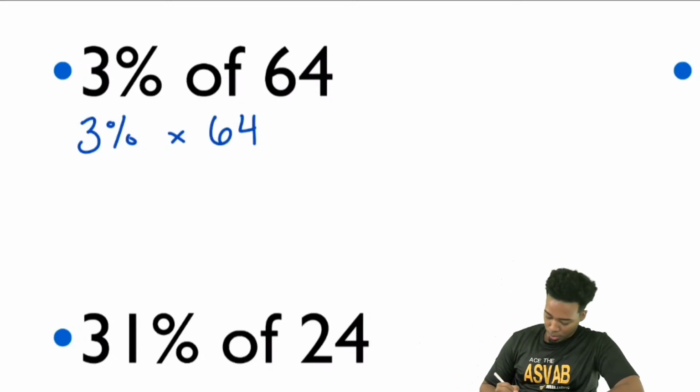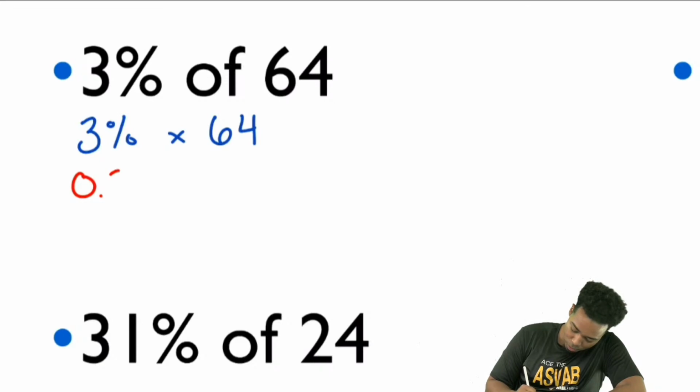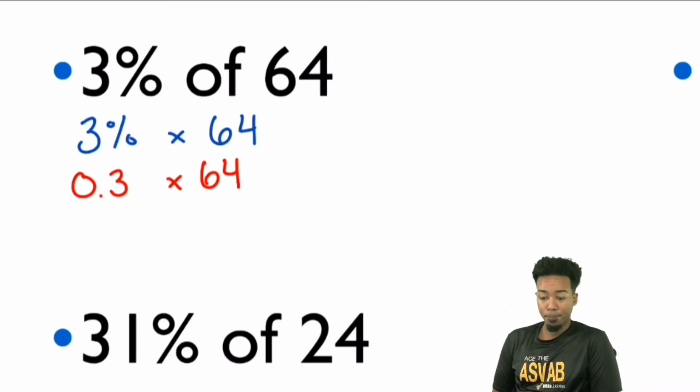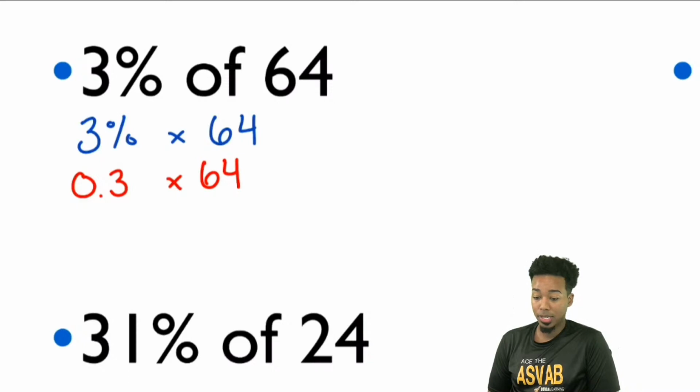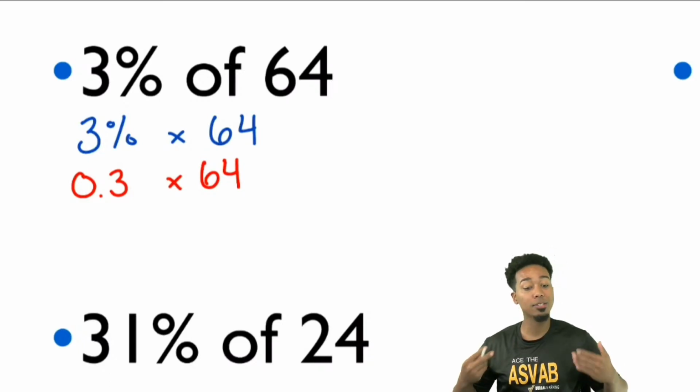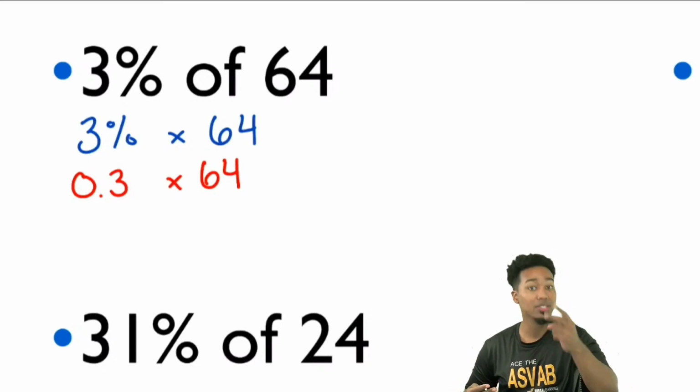So everybody, is this correct here? 0.3 times 64. Is that correct? Okay, I see some yeses. I see a lot of no's. Man, y'all seem to be very combative with me today. What am I doing wrong? Yeah, we got to move that decimal place over 2 times, not just once, twice.